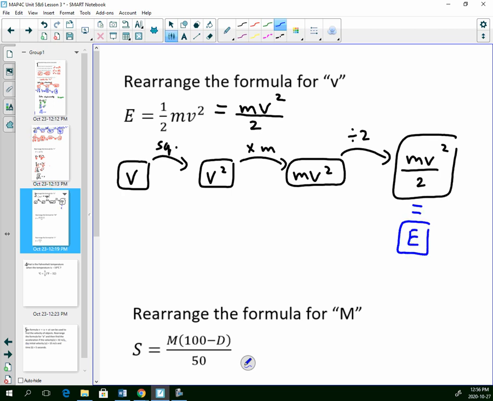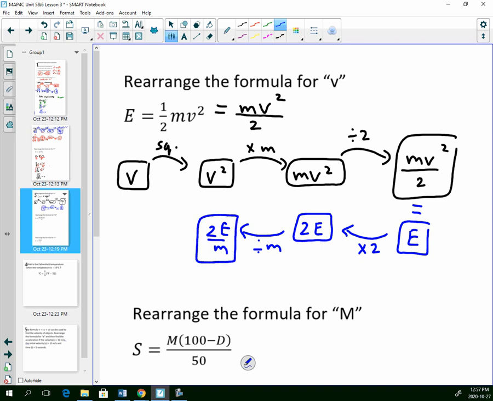So we're going to reverse. So divide by 2, we're going to multiply by 2. So 2E. So here, if you had multiplied by 1/2, you would be dividing by 1/2. And remember that dividing by 1/2 is the same as multiplying by the reciprocal. So you end up with 2e. We multiplied by m. We're going to divide by m. So 2e over m. And then we squared, so we're going to square root. So we get the square root of 2e divided by m. And that equals v. Okay.